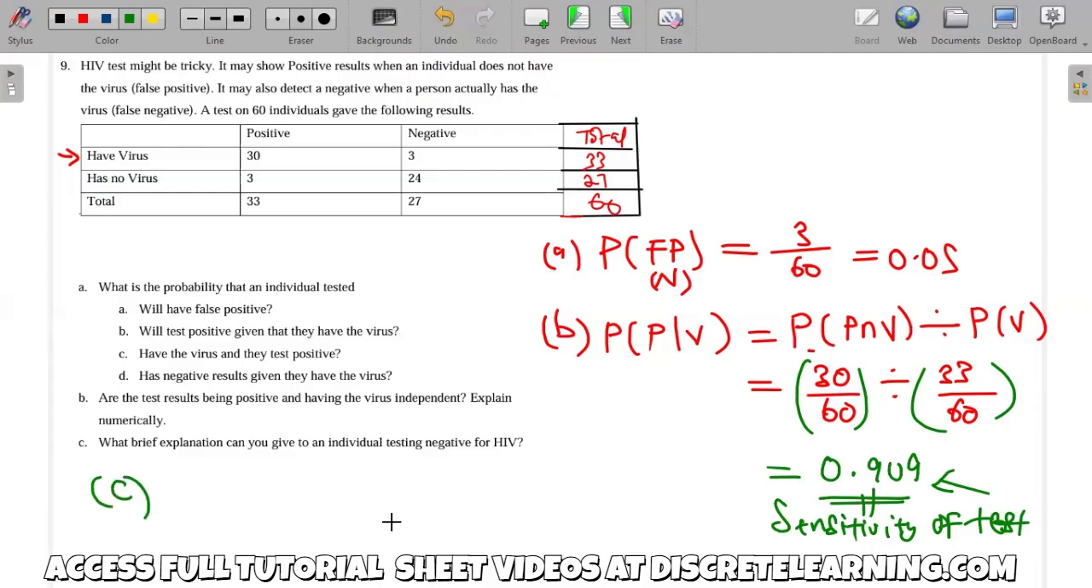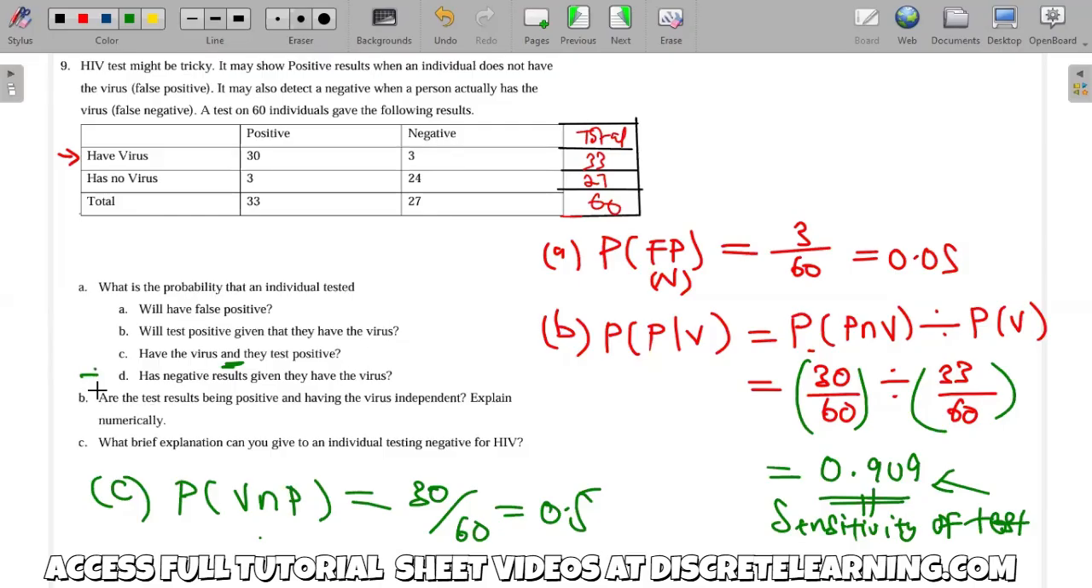And then part C, what are they saying now? They're saying find the probability that the individual tested has the virus and tests positive. So this is different from what we have on B. This is the probability of the virus intersection positive, which was just this guy here, because P intersection V and V intersection P are the same. So it's 30 over 60, and this will just be 0.5. This is the probability that they have the virus and they test positive. It's different from B where we are saying given, because that is a conditional probability.